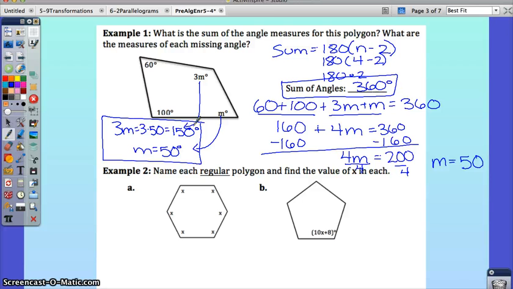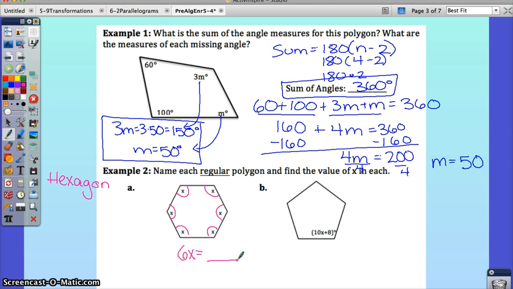Look at example 2. Example 2 focuses on regular polygons only. Name each regular polygon and then find the value of x in each. So this first regular polygon has 6 sides. It would be a hexagon. And now we want to find the measure of the angle. Well, since it's regular, you know that all of these angles are congruent. So we could write an equation saying that 1, 2, 3, 4, 5, 6 x's is equal to the sum.